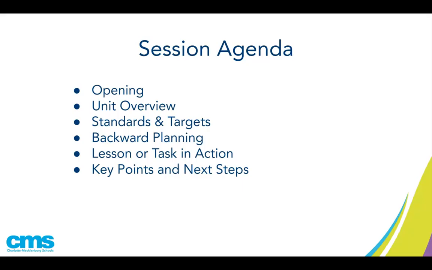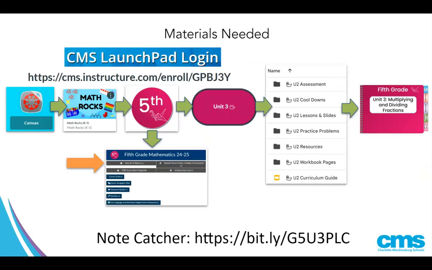Here's our agenda for today. We will work through these sections today. On each title page, you will see the parts of the agenda through which we are working. Let's get started by accessing some important documents.